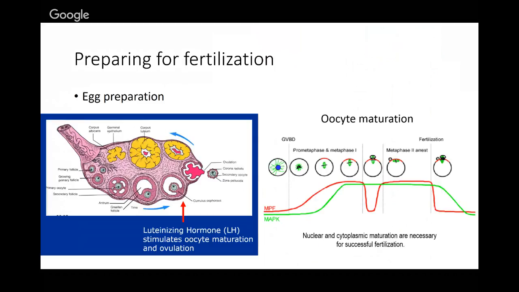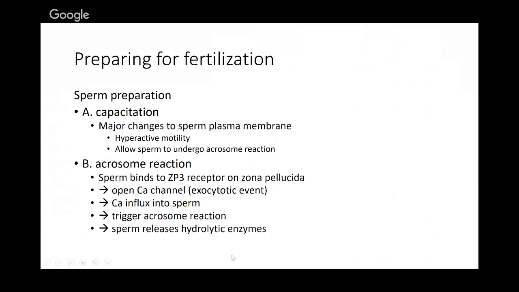Fertilization. In order to fertilize, you need to prepare. First, you have to prepare the egg and the sperm. You prepare the egg by stimulating follicular maturation, so folliculogenesis and oocyte maturation. Sperm, you prepare by A, capacitation, and B, acrosomal reaction. So capacitation is acquired because you have a lot of changes to the sperm plasma membrane. This will then allow it to increase motility and also prepare it to undergo the acrosomal reaction.